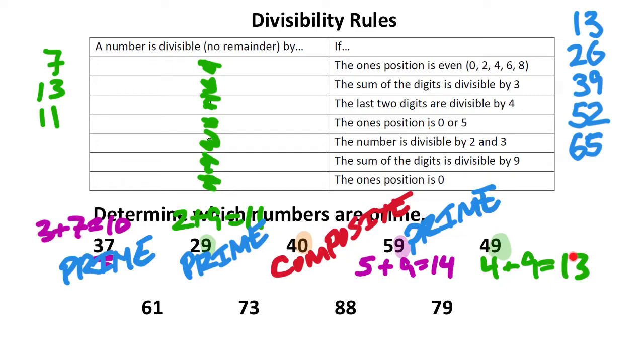Now, don't get this confused. Even though it's 13 right here, that does not mean it's a multiple of 13. It's just 3 that we were looking at. So I would go to the next one, which is 7. That would be the next one I check. Is 49 a multiple of 7? Well, the answer to that is yes.